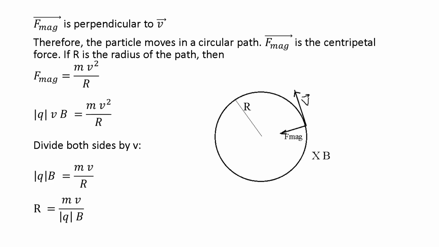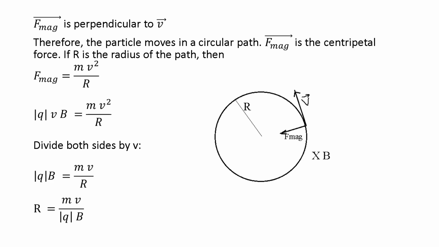Divide both sides by v. q into B equals m into v divided by r, and from this we find r equals mv divided by qB. So this is how we find an expression for the radius of the circular path.